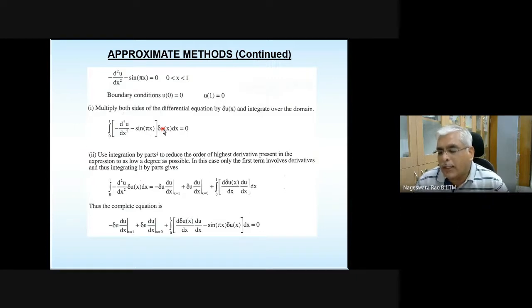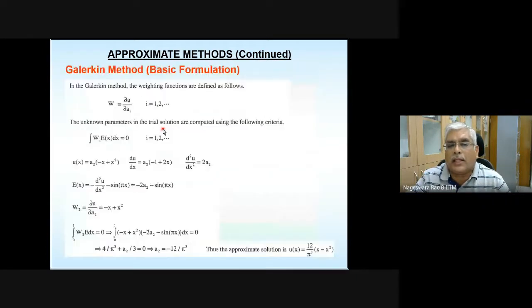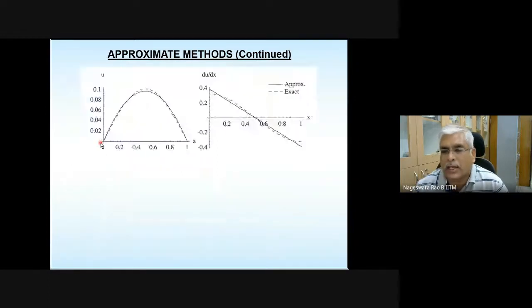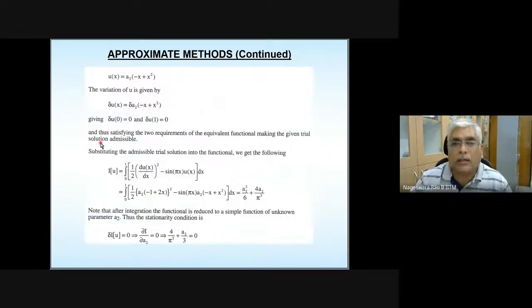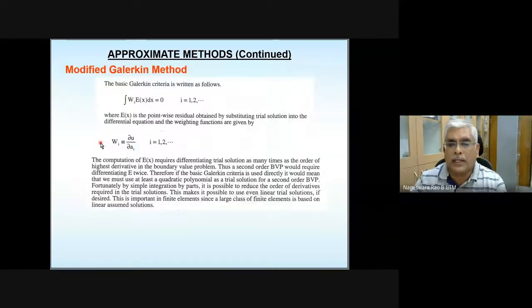In the Galerkin method, in the error function we took the derivative two times. Instead of this, can we shift one derivative to the weight function? That is the modified Galerkin method. We'll discuss that in tomorrow's class. Anyway, time is running out, so I'll stop here. In tomorrow's class, we'll look at this modified Galerkin method, which is also based on integration by parts.